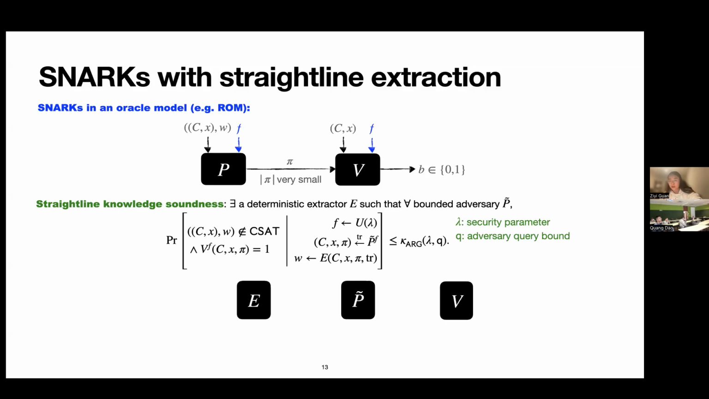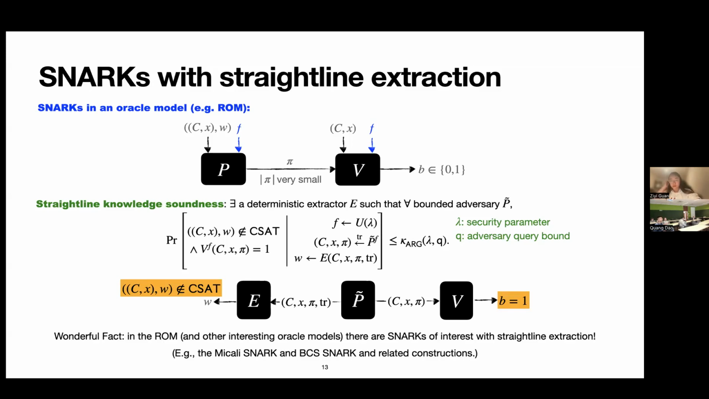And then the event we care about is almost identical. Prover outputs something, and the extractor fails, but the verifier accepts. That's the event that we care about. But now it's really important that we have the explicit universal extractor that works for every single prover. And a wonderful fact is that in the random oracle model and a few other oracle models, there are SNARKs with straight-line extraction, like Micali SNARK and BCS SNARK.